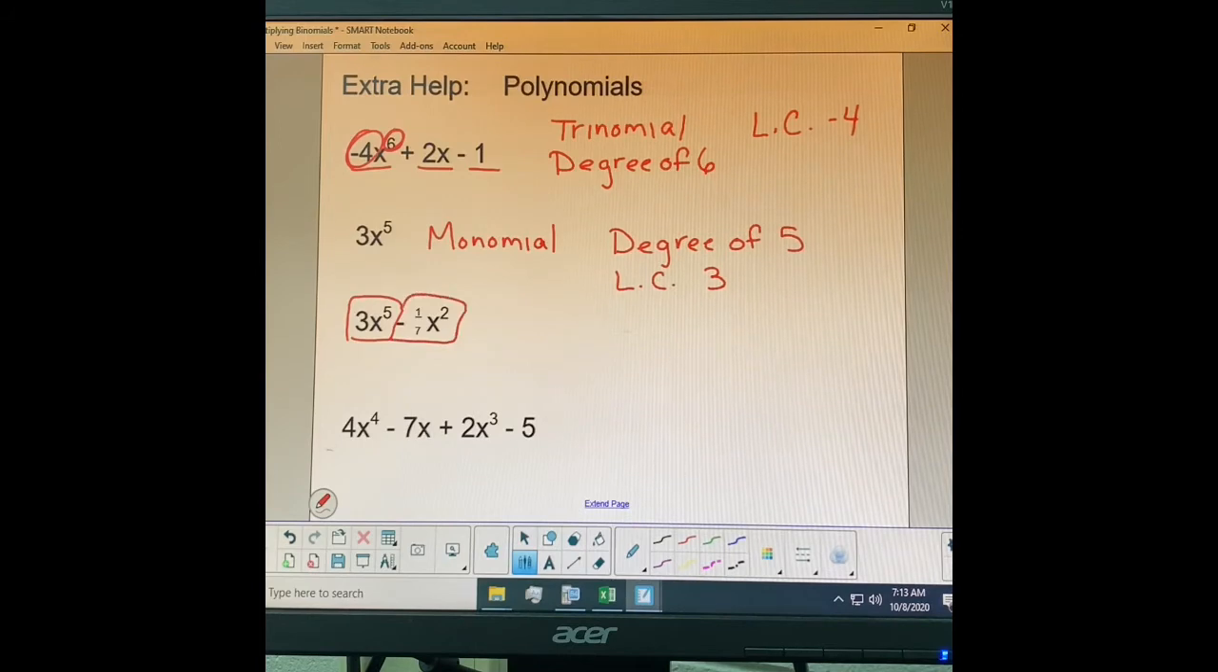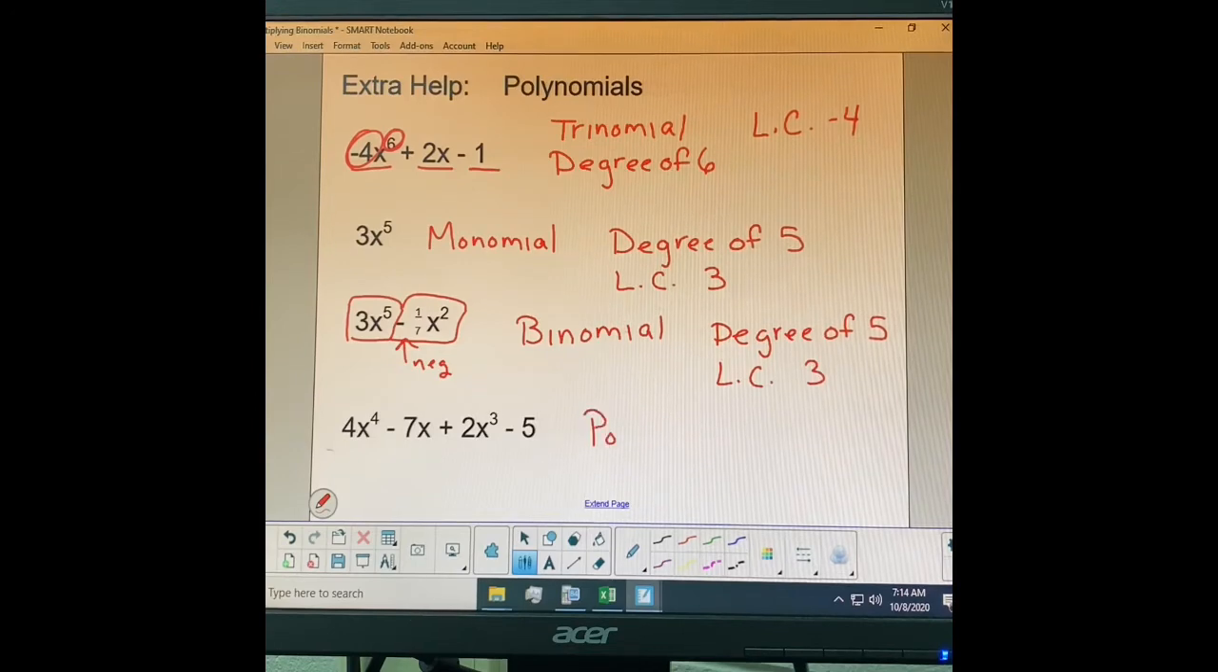This is a binomial with 2 terms. 3x to the 5th is one term. Negative 1/7 x to the 2nd is another term. This has a degree of 5, and it has a leading coefficient of 3. The degree is the highest exponent in the polynomial.